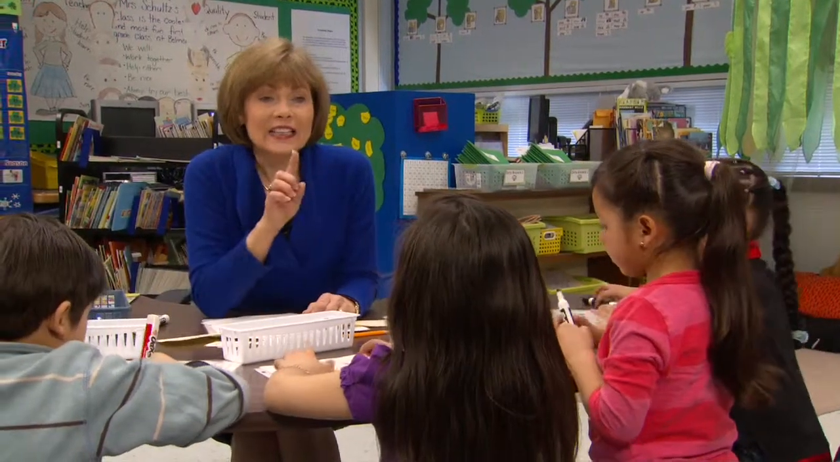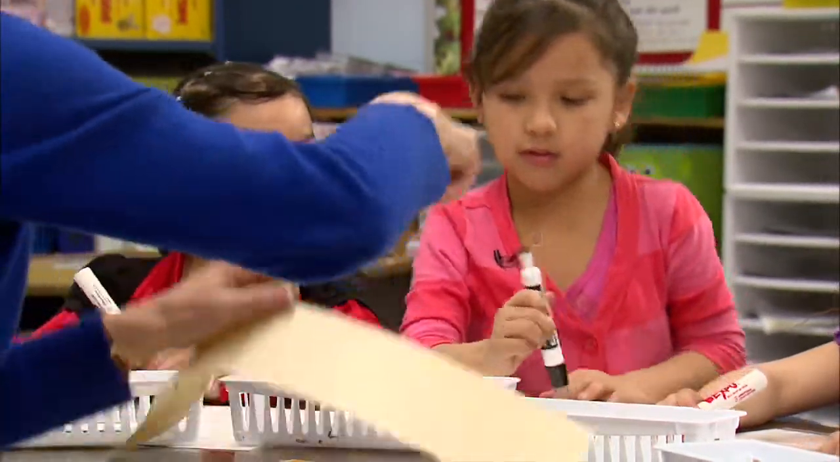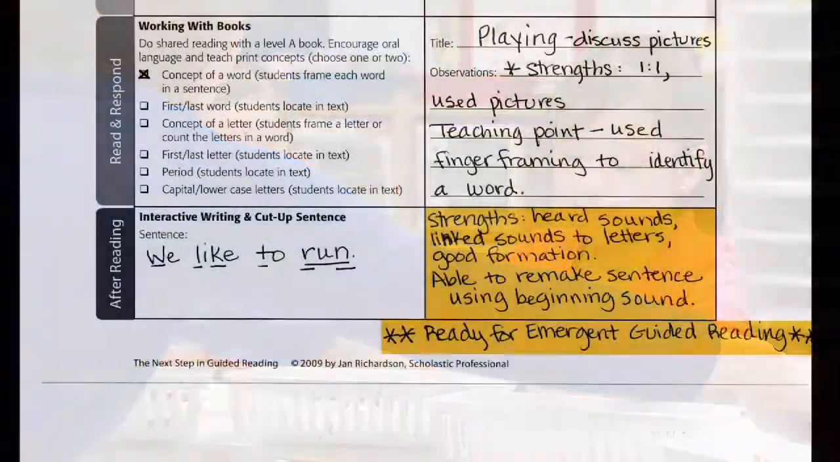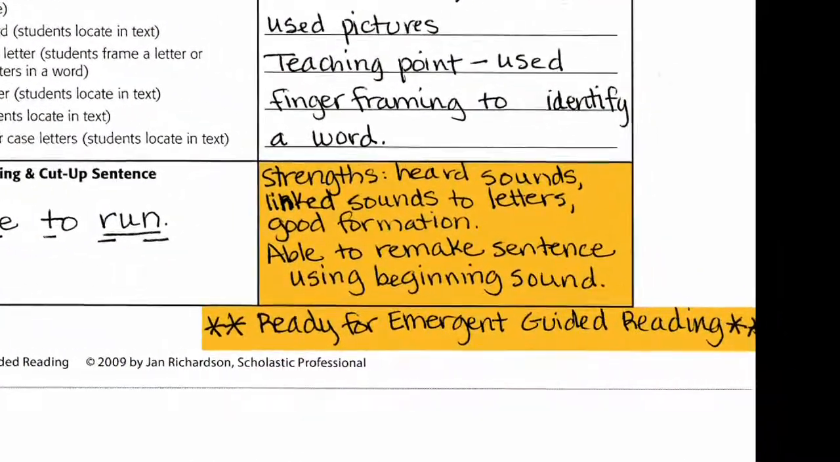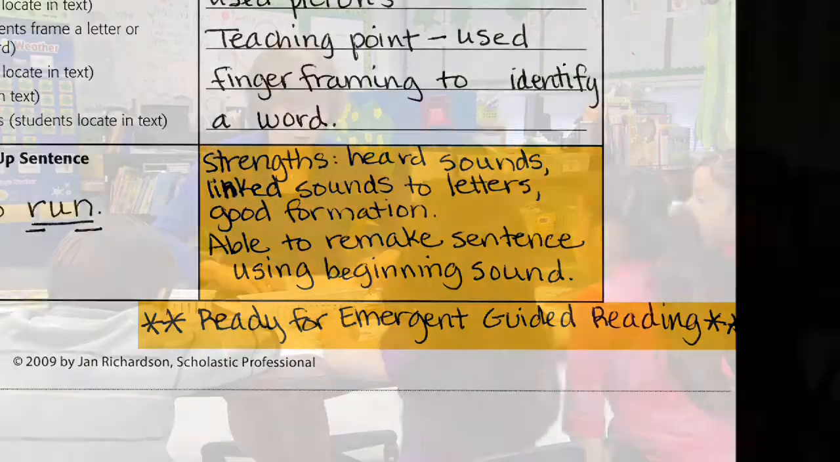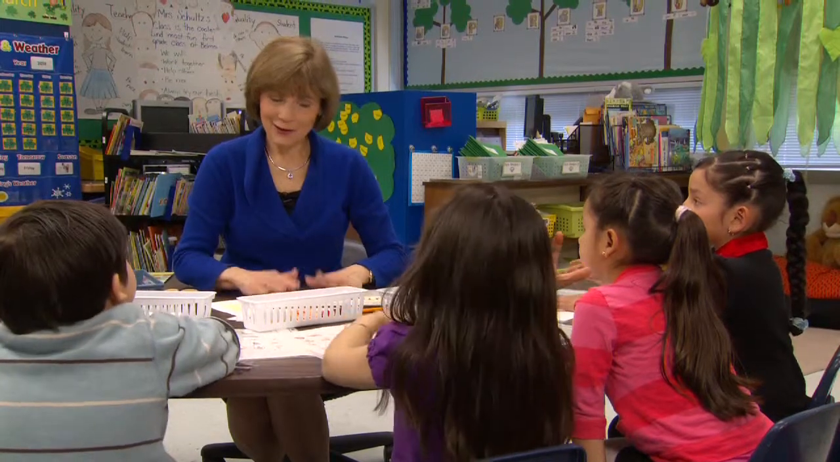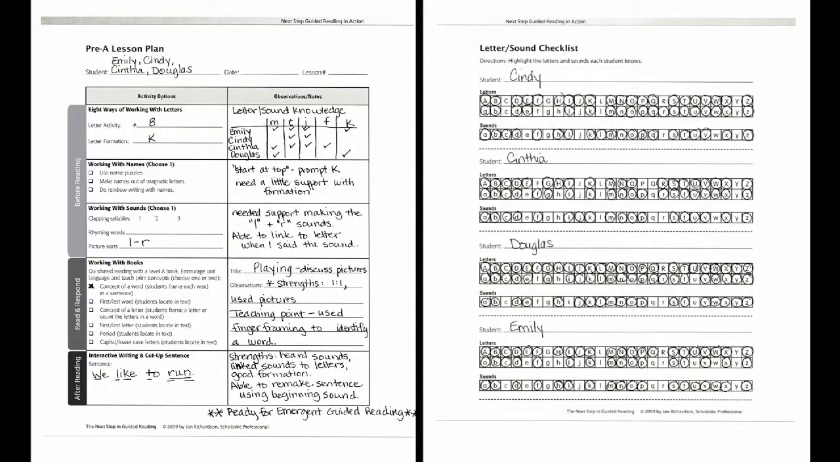Like. K. K. Very good. I'm going to have you make the K, and you practice the K down there. During the interactive writing, take notice of which students are segmenting the initial sound and linking it to the letter on the alphabet chart. At the end of the lesson, you have a new set of assessment data. Use your notes on your lesson plan and the letter sound checklist to make a plan for the next day.